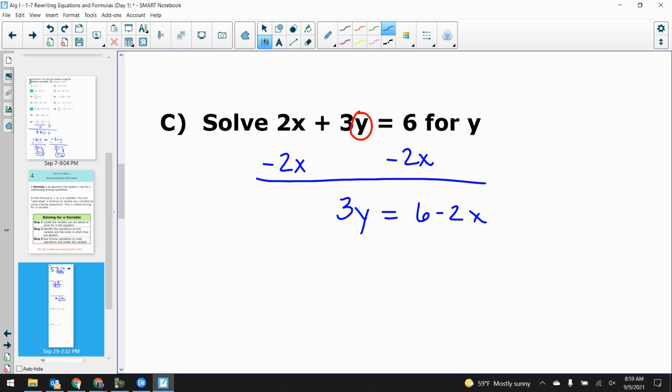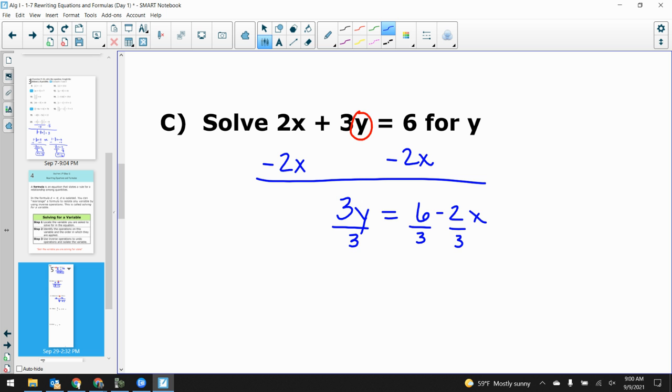Now, here's another tricky part to this one. Is y completely alone? No. The 3 is still next to it. So now I have to divide by 3. Now, when you divide by 3, if you've got multiple terms on the other side, each term needs to be divided by that value. Each term. So 6 needs to get divided by 3. 2x needs to get divided by 3. Each piece on the other side gets divided. Whenever you divide over, each piece gets divided.